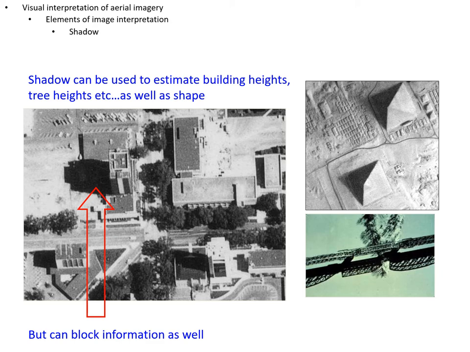On the upper right, this is the Great Pyramids of Giza, and shadow is clearly giving you information about the shape of the object. And then to the lower right, we've got a bridge there over a river, and you can't see the detail of the structure in the bridge, but you can see it in the shadow. So that's another way that you can use shadow to get at object information.